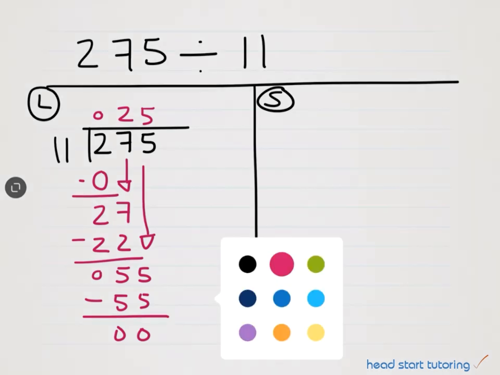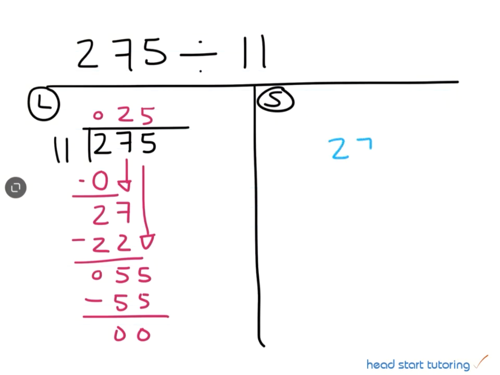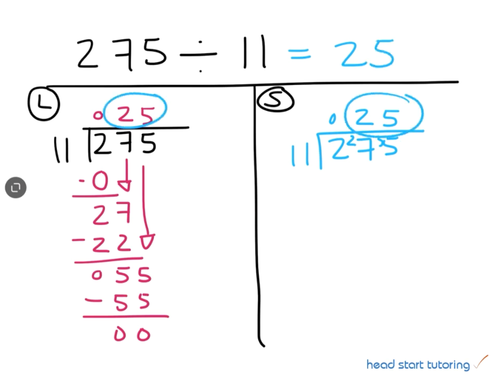We are now going to do the same thing on this side, but do it the short division way. 11 into 2 doesn't go, and we carry our 2 over to the 7. 11 into 27 fits twice, and we have got a remainder of 5. 11 into 55 fits 5 times, and our answer is 25. So as you can see, we get the same answer. The short division way is just obviously much quicker.